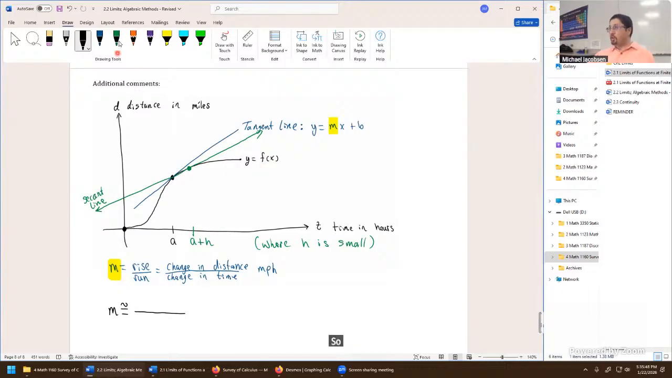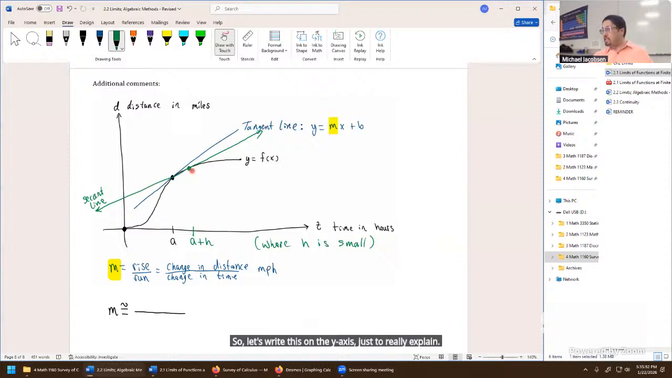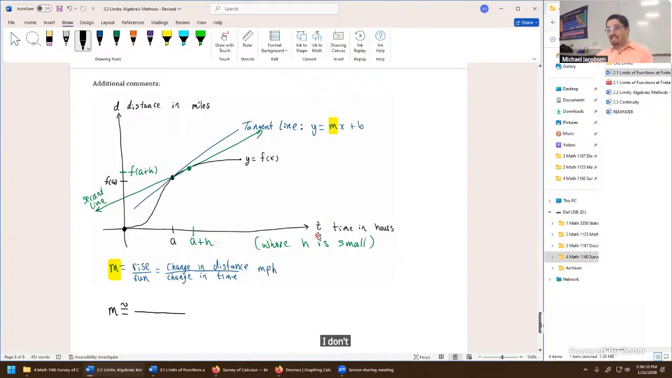So let's write this on the y-axis just to really explain. The y-coordinate right here, go horizontally to the left, will be f at a plus h. So that's one y-coordinate. Divide by this y-coordinate. This one will be f at a. They're pretty close to each other, and these are our two, I don't want to say x-coordinates, this is in time. These are our two horizontal coordinates.